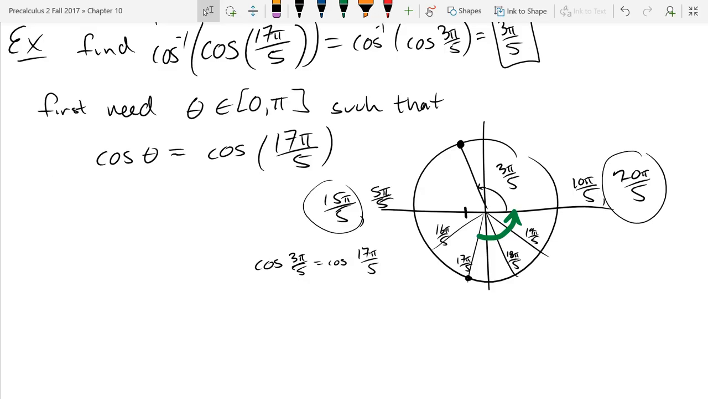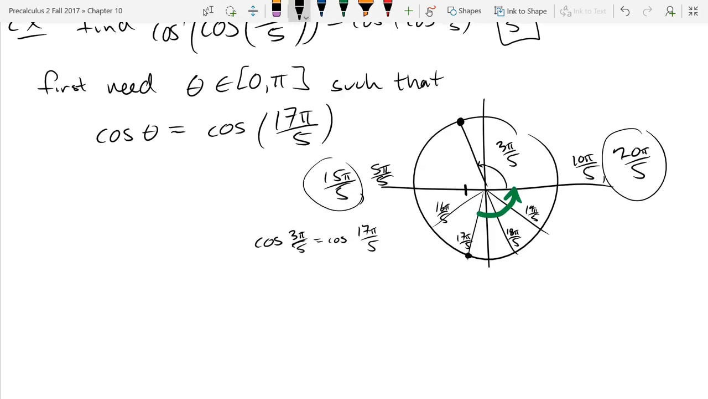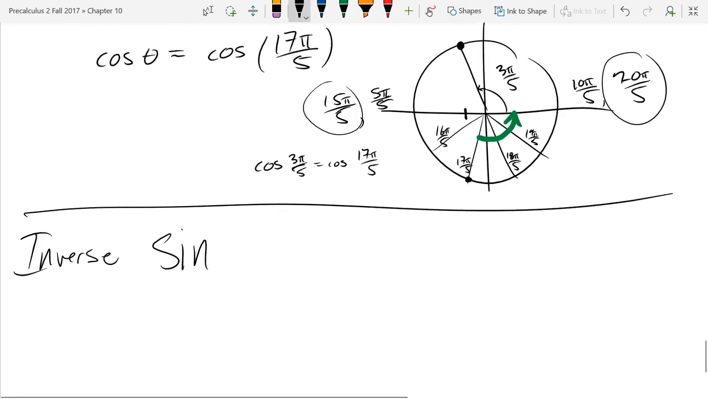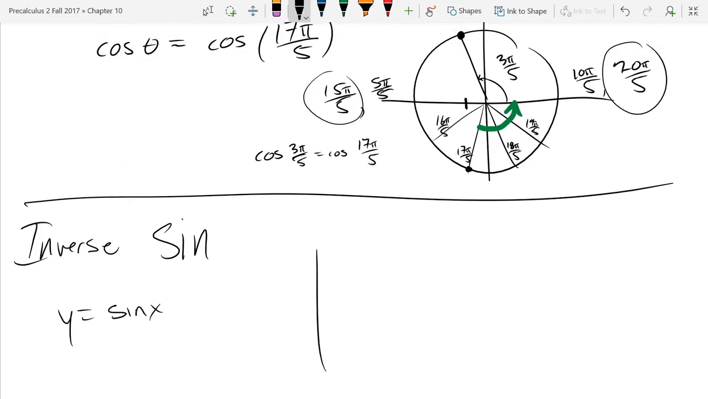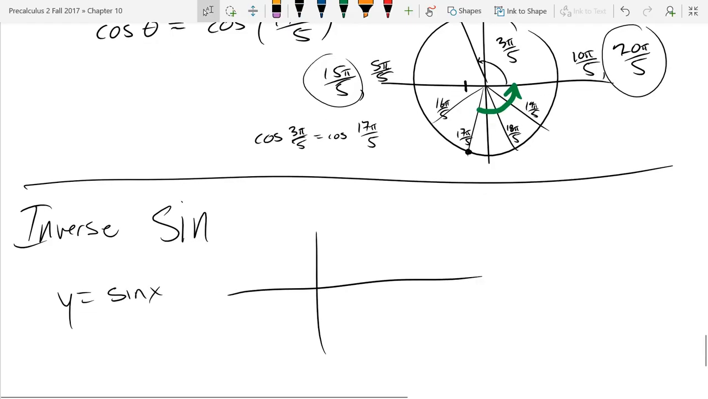So we're going to look at the sine function next. So this will be inverse sine. We're going to begin with the graph of sine x. So draw your best sine x graph out here. And go out to 2 pi. Test yourself. You're going to need to know the graph of sine, cosine, and the other 4 trig functions tomorrow.